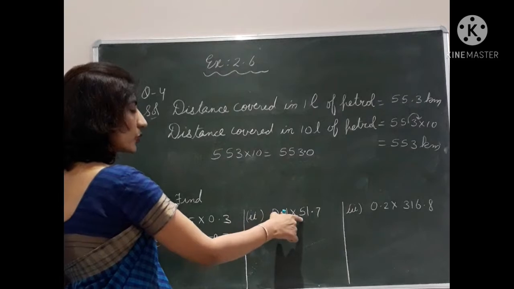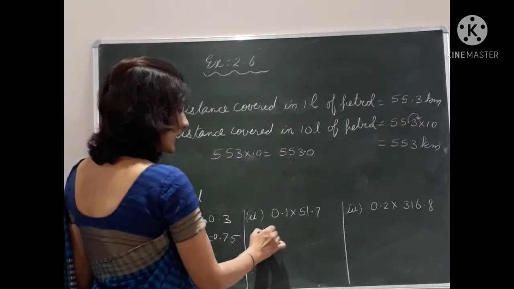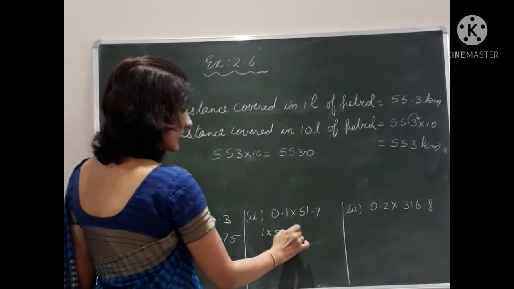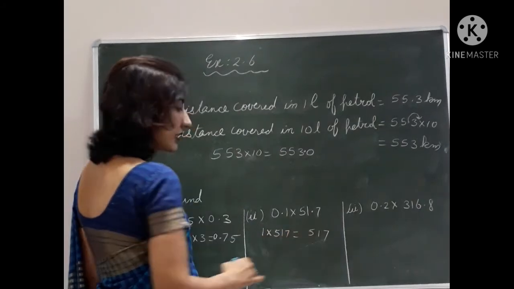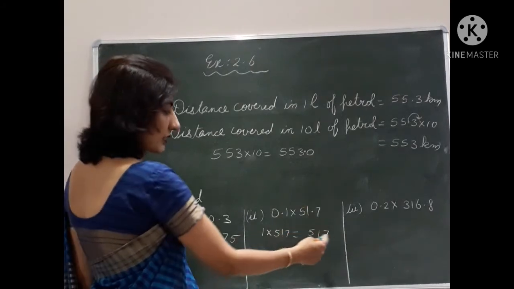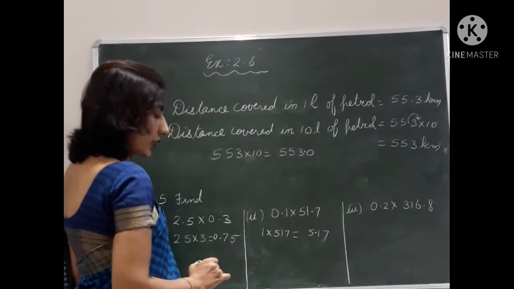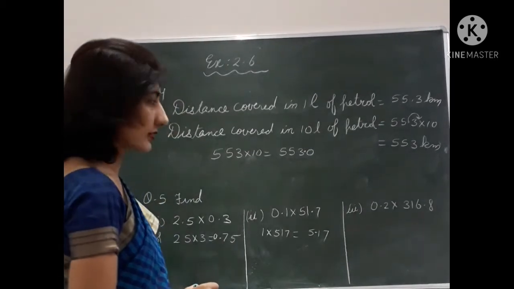Second is 0.1 multiplied by 51.7. So that is 1 multiplied by 517 equals 517. Count the digits after the decimal, 1 here and 1 here, 2. Starting from the right hand side, leave 2 digits and put the decimal. So the answer will be 5.17.